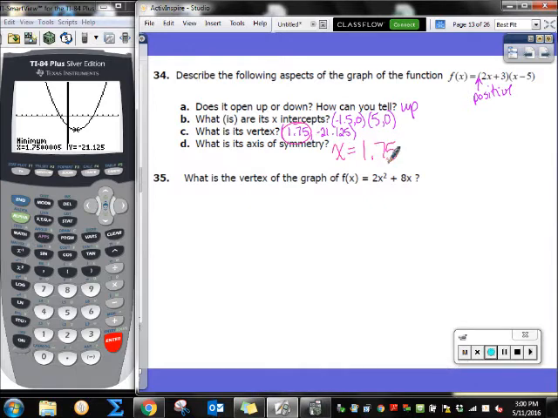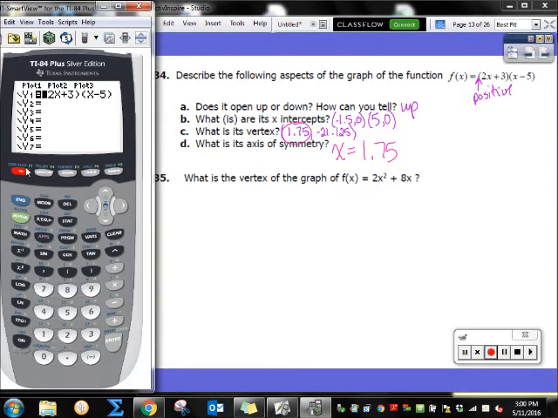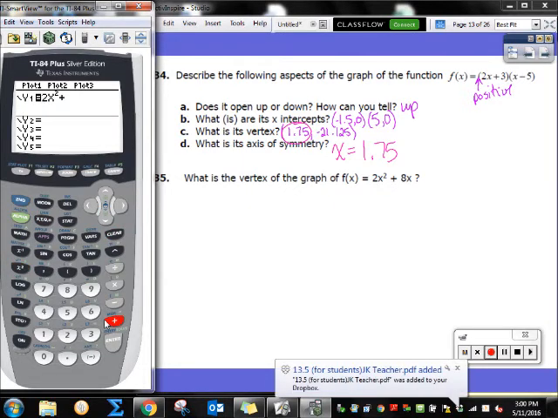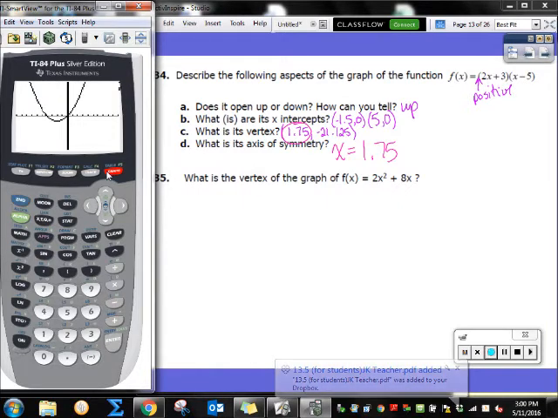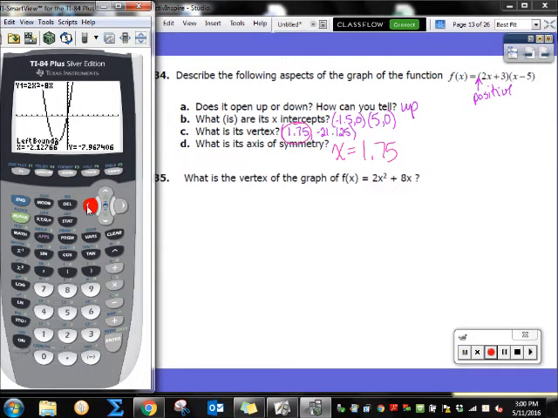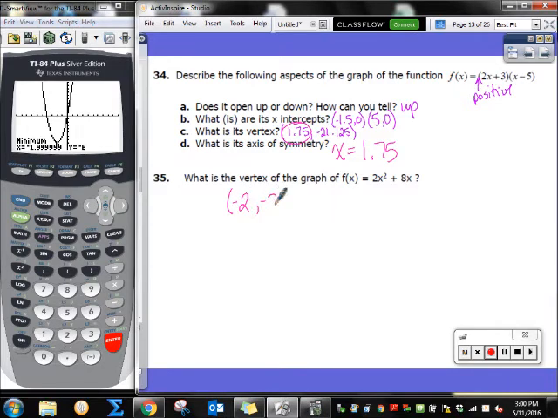For 35, it's the same concept, except we only want the vertex, so that's your minimum or your maximum. 2x squared plus 8x. Look at the graph. I can still leave it, remember, and I'll hit zoom 6, just because you can always do that if you want to. So second trace, minimum. I'm going to go down to the lowest point, go left, enter, right. So I'm looking for my cursor to go above that point, enter, enter. So that's going to be, the vertex is negative 2, negative 8.